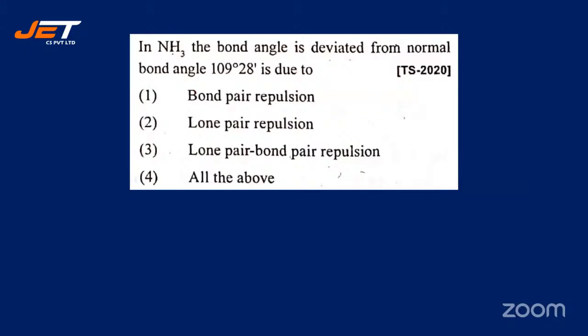Next question. In ammonia, the bond angle is deviated from normal bond angle 109 degrees 28 minutes is due to which factor? Bond pair repulsion, lone pair repulsion, lone pair bond pair repulsion, and all of the above. Which property is exhibited because of which the bond angle is 109 degrees 28 minutes?